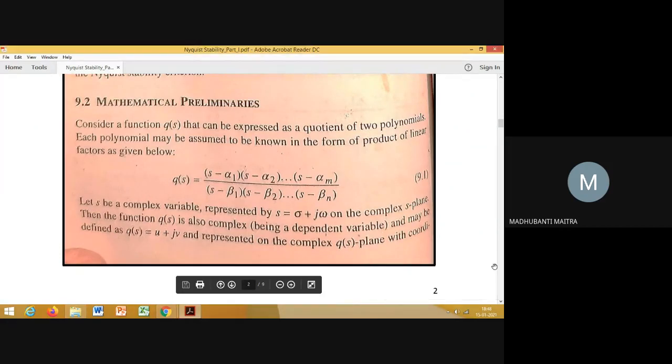Also we assume that Q(s) is known in the factored form, denoted by a numerator polynomial N(s) by denominator polynomial D(s), where both are expressed in factored form. The numerator polynomial is given by (s minus alpha 1), (s minus alpha 2), up to (s minus alpha m), whereas the denominator polynomial is the product of linear factors (s minus beta 1), (s minus beta 2), up to (s minus beta n). And s is a complex variable given by sigma plus j omega. Now, it's apparent that since s is a complex quantity, this Q(s), which is a function of s, will also be complex, isn't it?